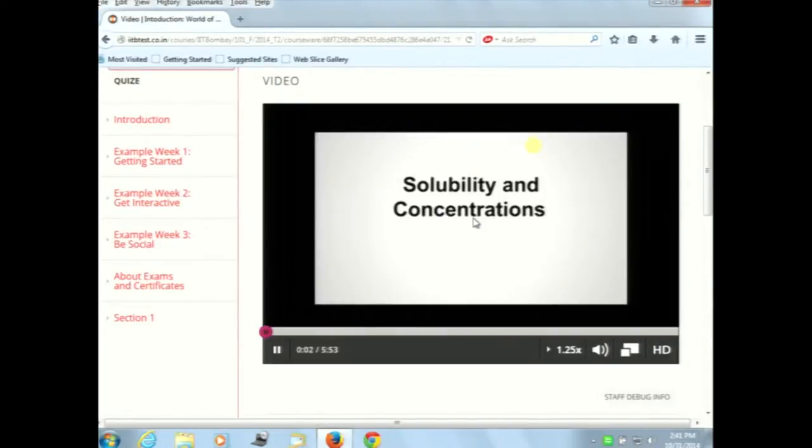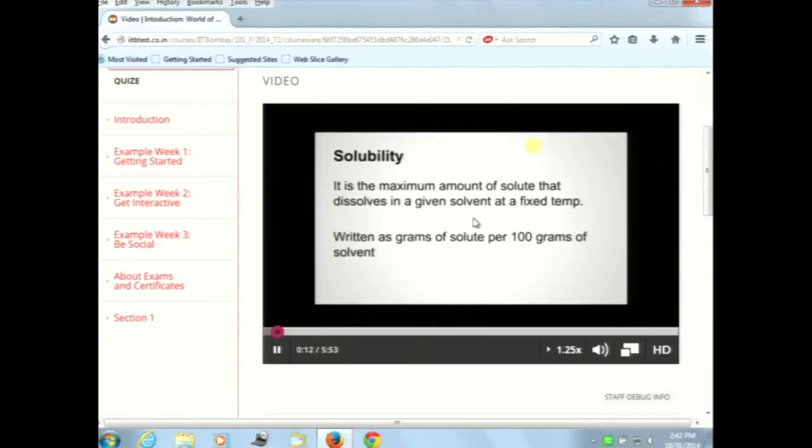Solubility and concentrations. So now that we've talked about what a solution is, we can look at how to classify them, how to measure how strong a solution is. Solubility is the maximum amount of solute that can dissolve in a given solvent at a fixed temperature. Typically, the temperature will be fixed at 20 degrees Celsius. We'll write this as the number of grams of solute per 100 grams of solvent.